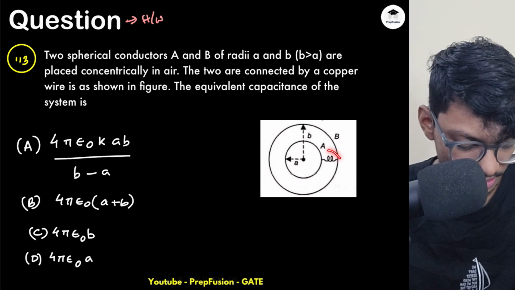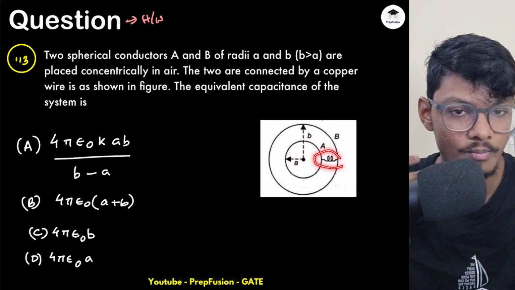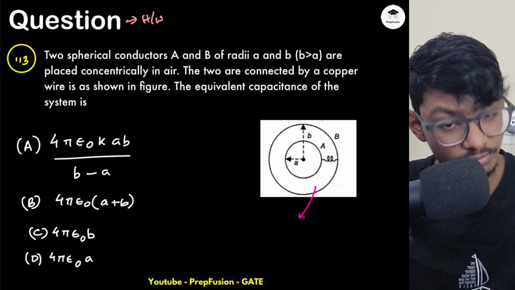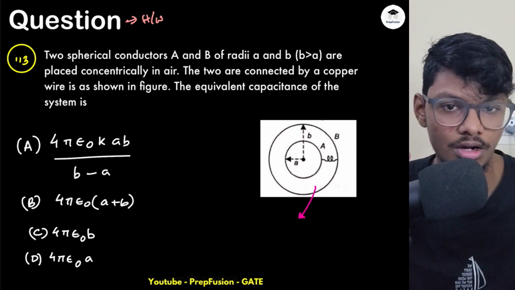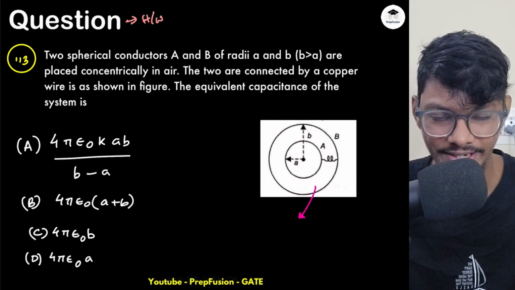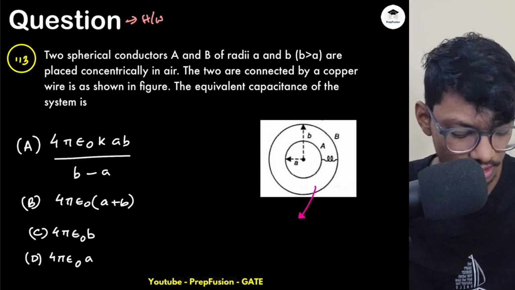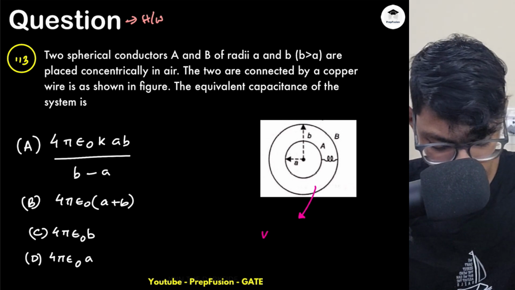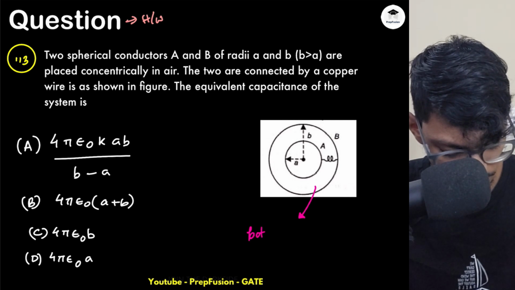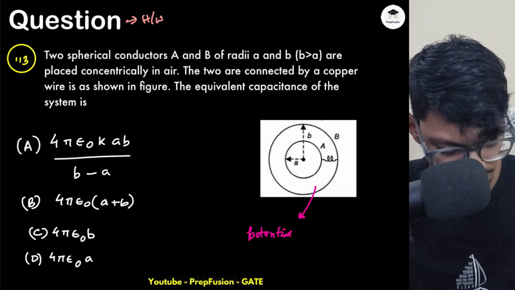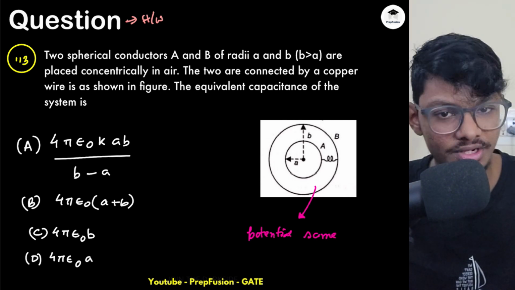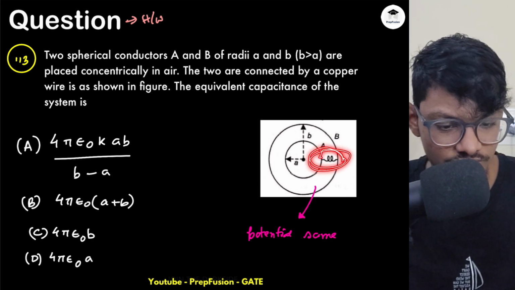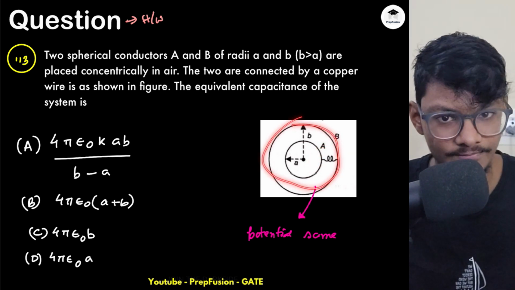So if the two are connected in between with a copper wire, what happens? What have we studied in the previous lecture or the lecture before that? If any two conductors are connected with a copper wire, the potential becomes the same. If the potential is the same, there is no potential difference between these two. These two act like a single capacitor.